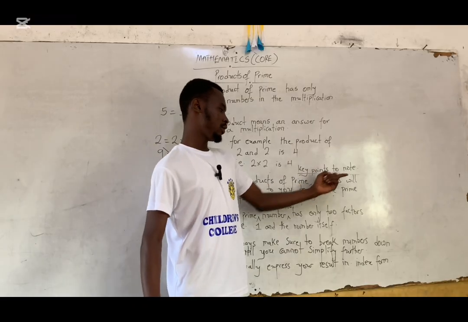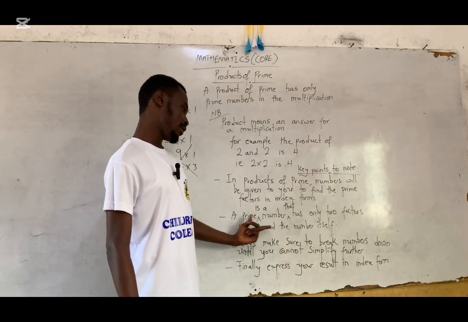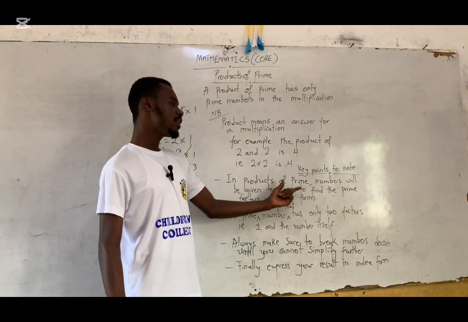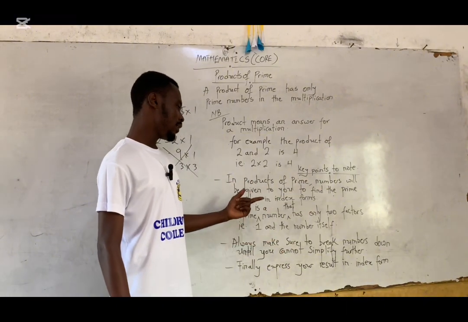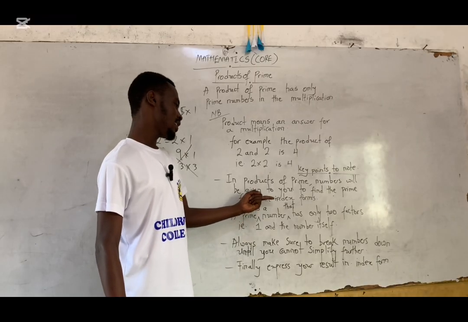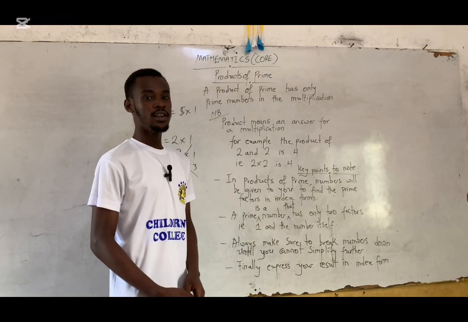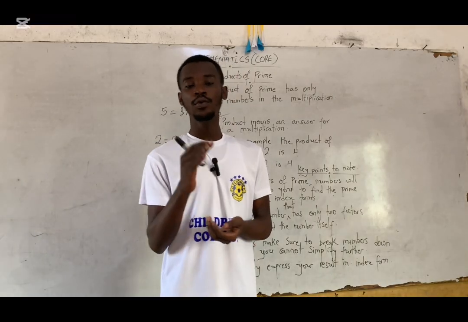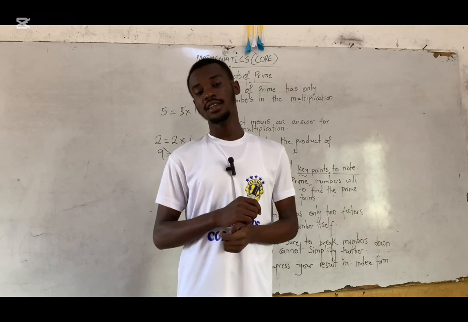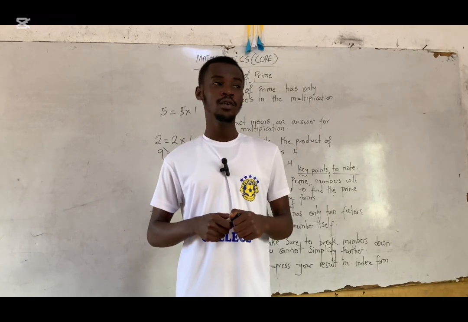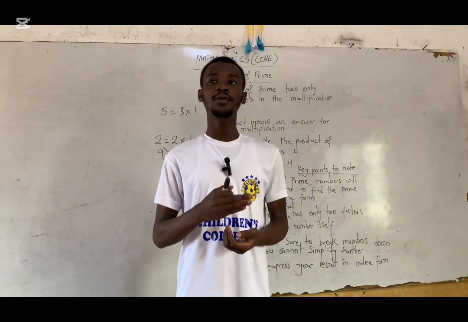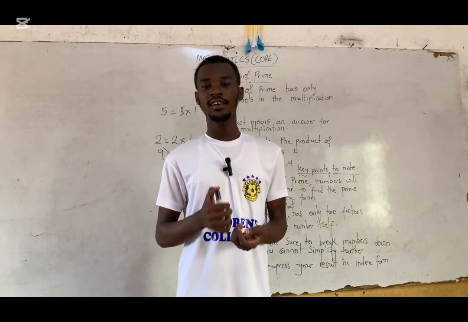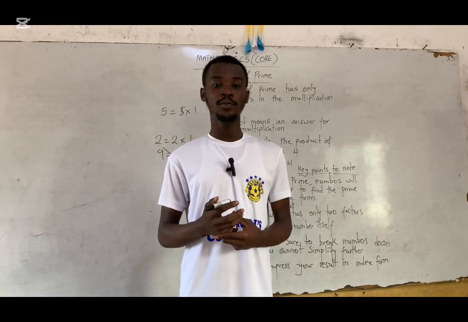Let's look at some key points to note. We've already discussed a prime number, so we are not going to go to that. Let's look at the first one. It says, in products of prime, numbers will be given to you to find the prime factors in index form. When you finish, you can get repeating prime numbers and you just have to find the index form, or the power form, or the exponent form.